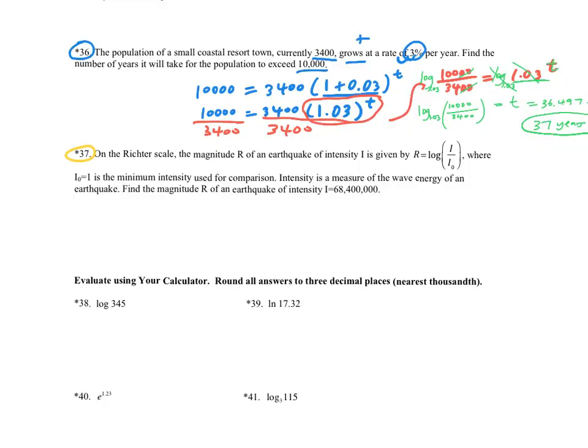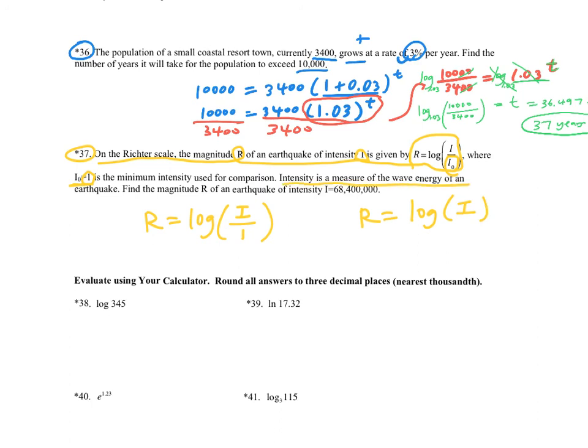Number 37. On the Richter scale, the magnitude R of an earthquake of intensity I is given by this formula here. So R is the magnitude, where I is intensity, where I sub 0 is equal to 1, right, is the minimum intensity used for comparison. So that means for my formula here that's given to me, I really just have I over I sub naught, which is just 1, right? In other words, I have R equals the common log of I. That's my formula.